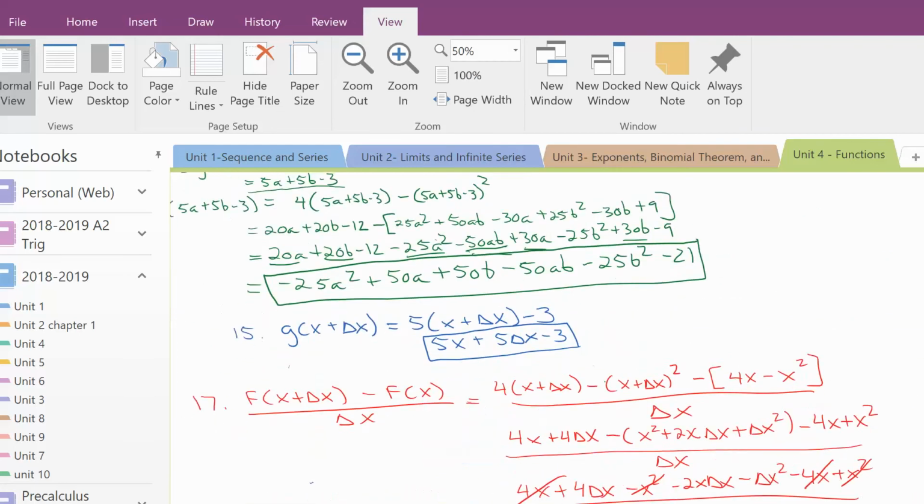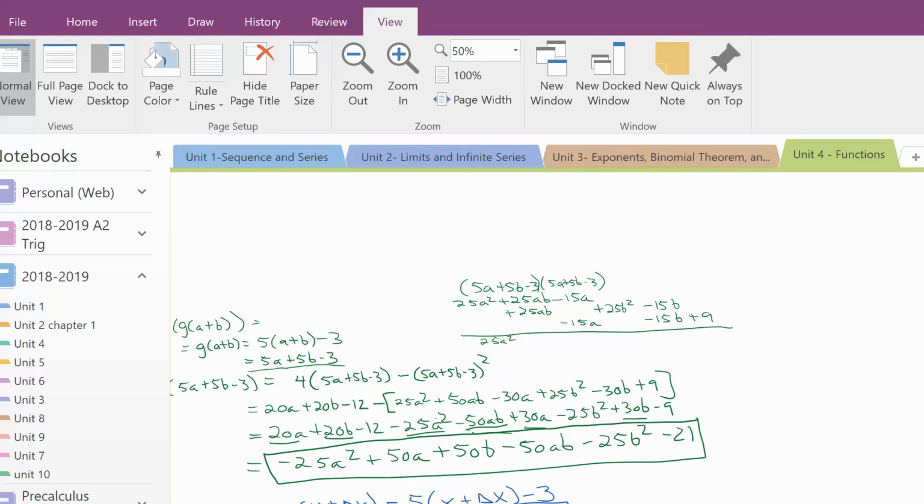So if you notice, 4 times (5a plus 5b minus 3) minus (5a plus 5b minus 3) squared. So here's (5a plus 5b minus 3) squared. So notice you get 25a squared plus 50ab minus 30a plus 25b squared minus 30b plus 9.